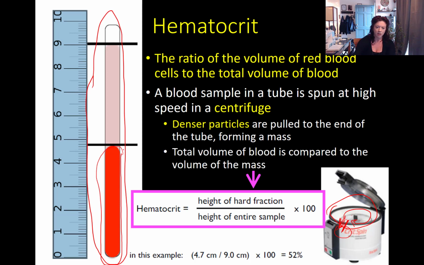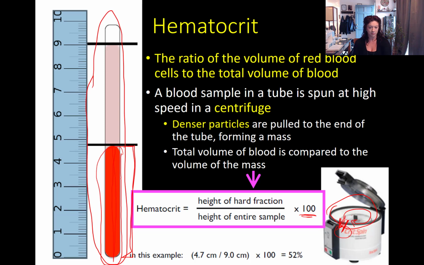Okay. What you do then is you compare the total volume of fluid inside that tube, the total volume of both cells and plasma, and you compare that overall volume to the size of this mass of red blood cells. We call that the hard fraction because it's made mostly of solids, so this down here is the hard fraction. The height of the hard fraction, which is literally measured using a ruler, you divide that by the height of the entire sample, liquid and all, and you multiply it by 100 and it gives you a percent.